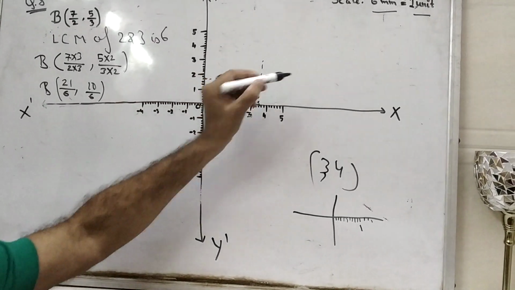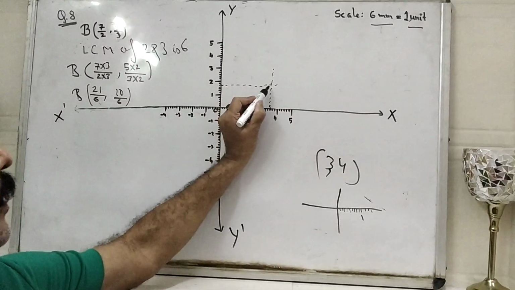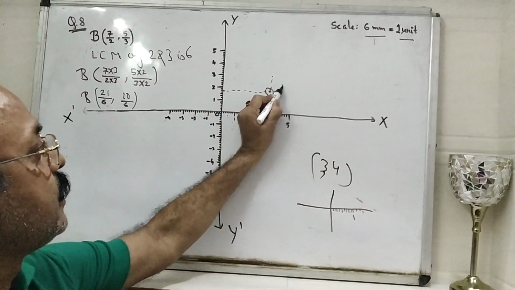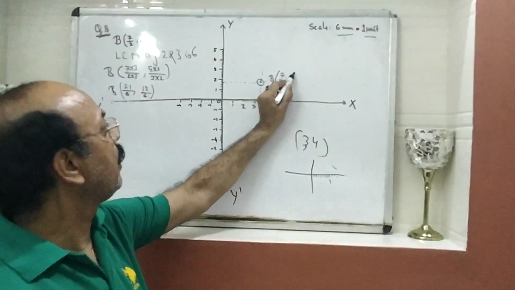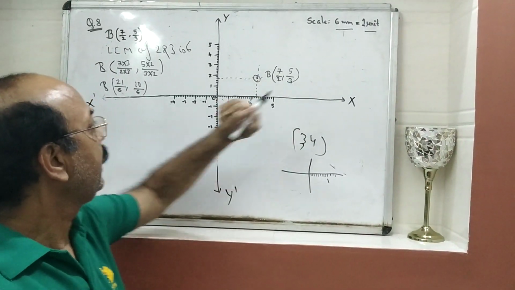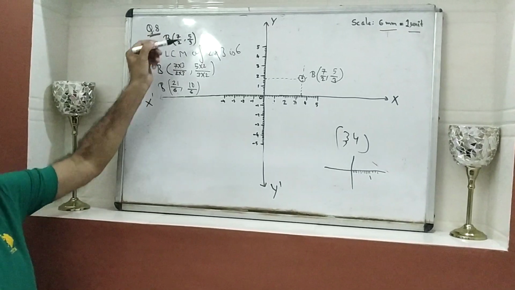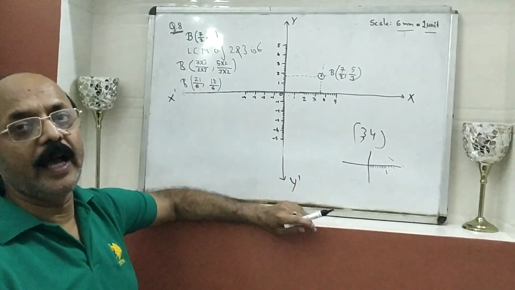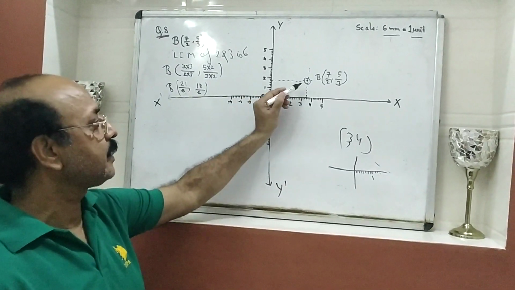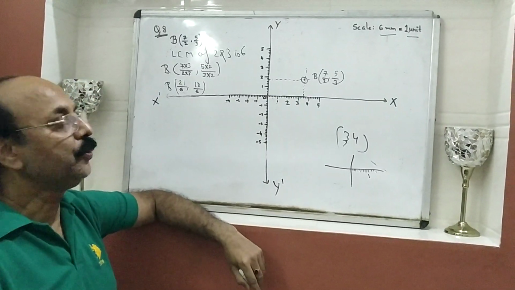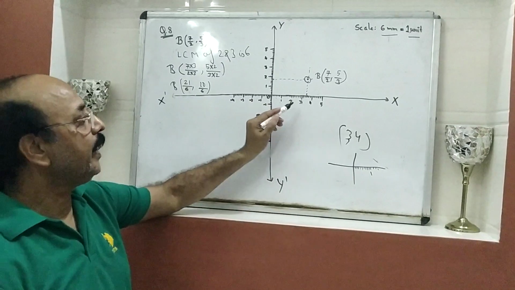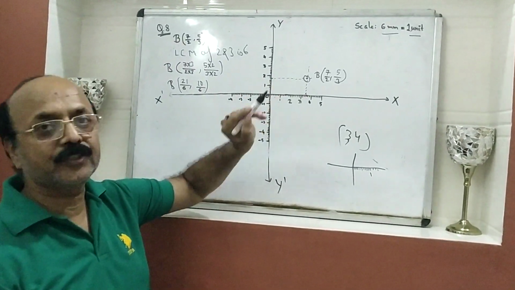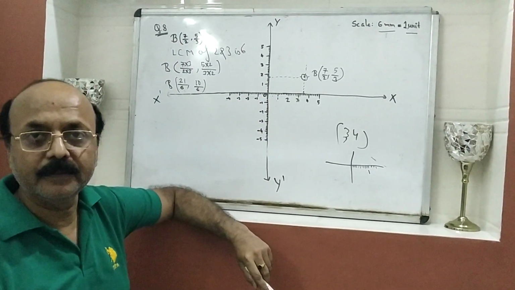Draw a perpendicular from each point, and wherever the perpendiculars meet, this is your B point and this is your 7 by 2, 5 by 3. In this way, you can plot the fractional point, and there is no need to draw the dotted line. You can directly see the straight perpendicular, and wherever both perpendiculars match, that is your point B.